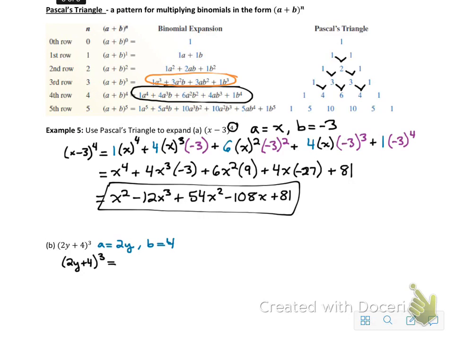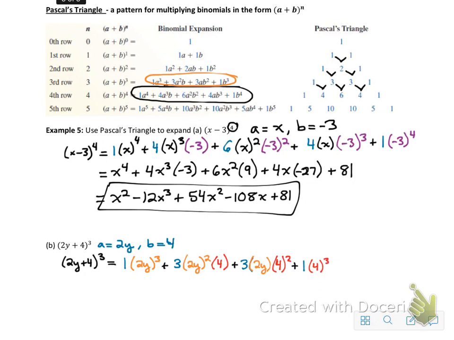the first number we have is 1a cubed. So our a is 2y, and that's cubed. The second number is a 3. We have a squared, so we have 2y squared, and then our b, which is 4. Then we have another 3, so plus our 3. This time we have 1a, so we have 2y, and our b is squared, so we have 4 squared. And then we have the number 1, and we have a b cubed. So we take our b, which is 4, and we cube it.